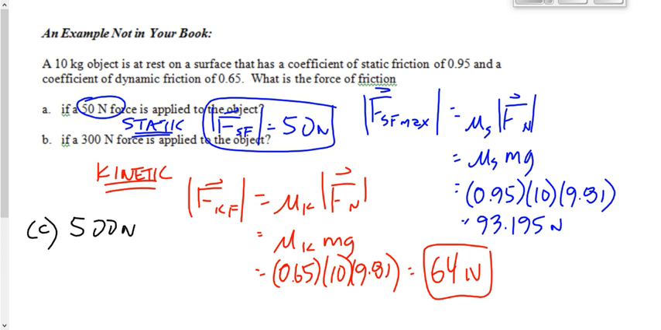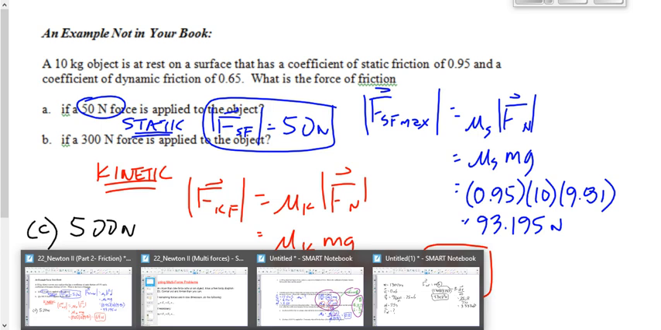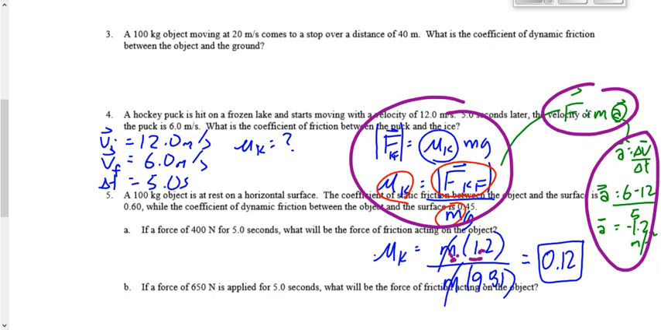What I'd like you to do right now then is take a look at question number 5 on your worksheet that we were working on just a little while ago here. Question number 5.